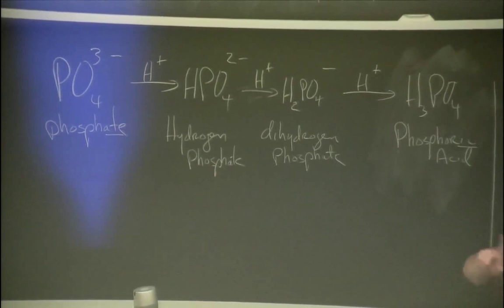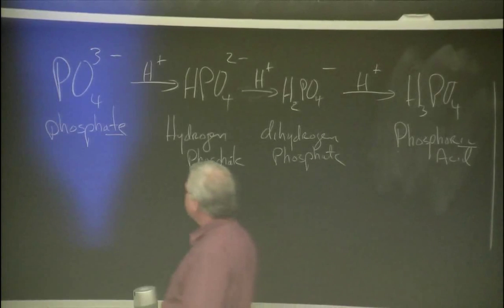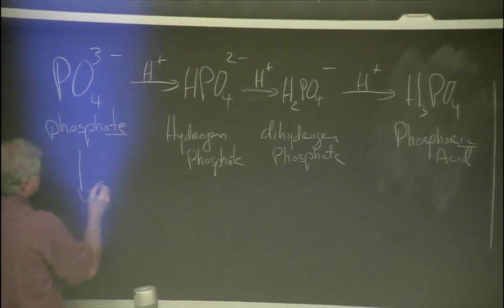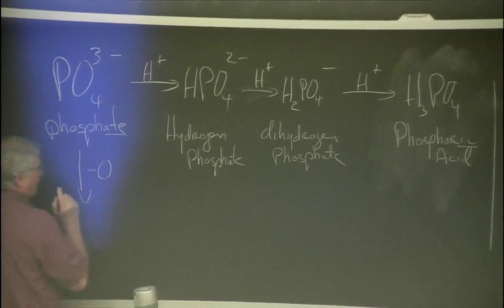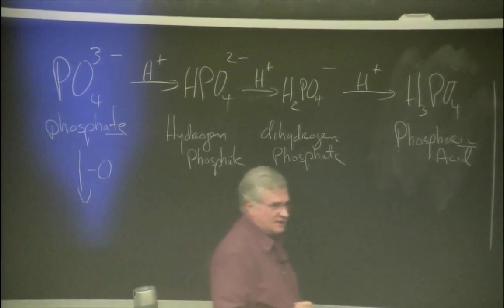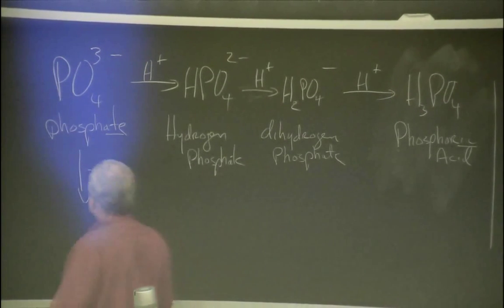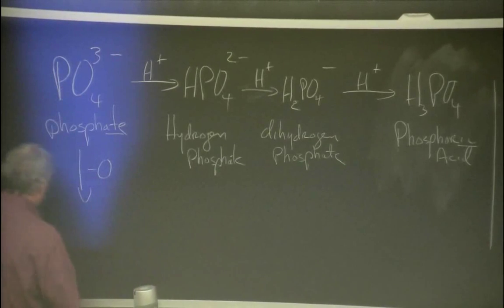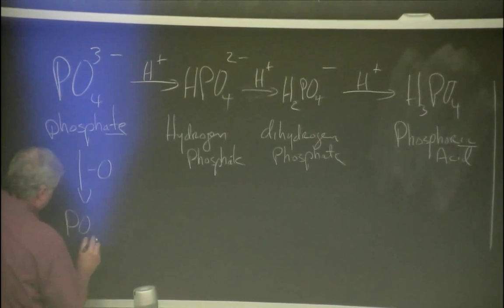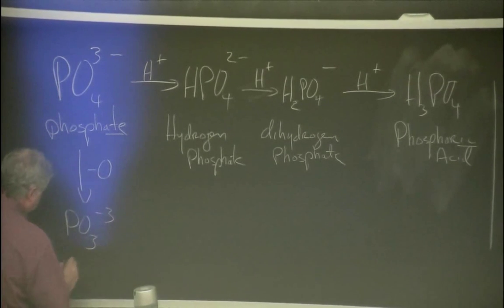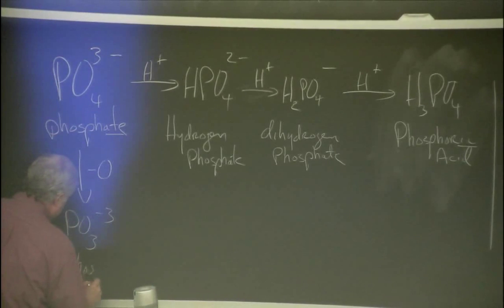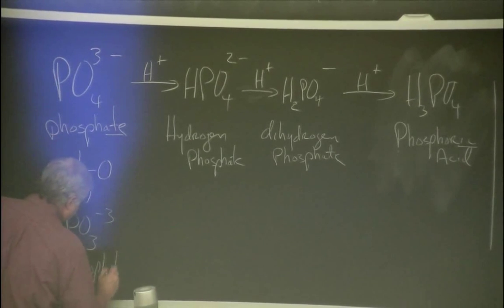Okay. Now here's something else we can do. We don't have to, but if we take phosphate and knock off one oxygen, and the second part is keep the charge the same. Say that in your sleep tonight before you go to bed. Or go to bed and then say it before you fall asleep, okay? So now we're going to have PO3 minus 3. And now this is called phosphite ion.